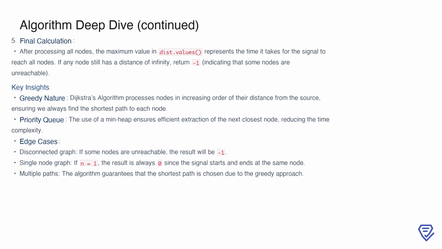It's also important to consider edge cases. For instance, in a disconnected graph, unreachable nodes will lead to a result of -1. If the graph contains only a single node, the result is always 0 because the signal starts and ends at the same place. Lastly, when there are multiple paths to a node, the algorithm's greedy approach ensures the shortest path is always chosen by comparing distances during each iteration.